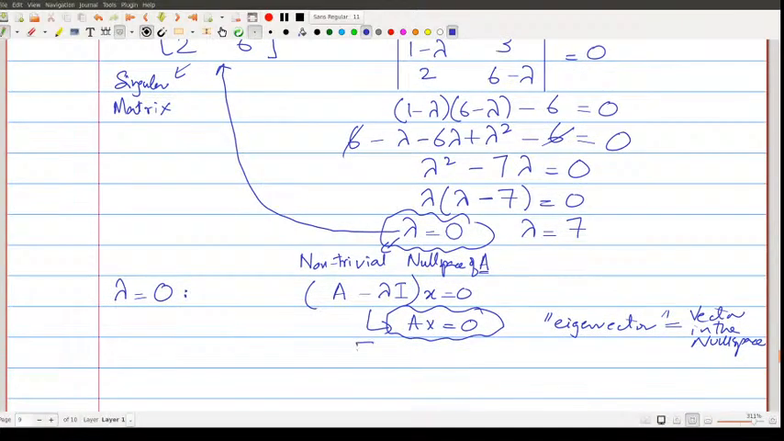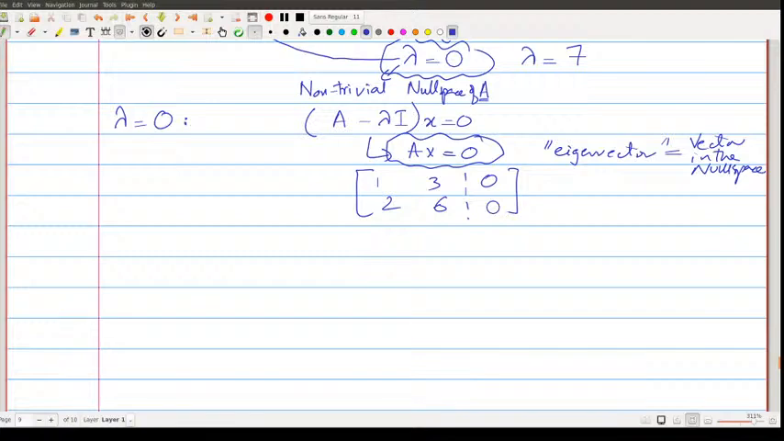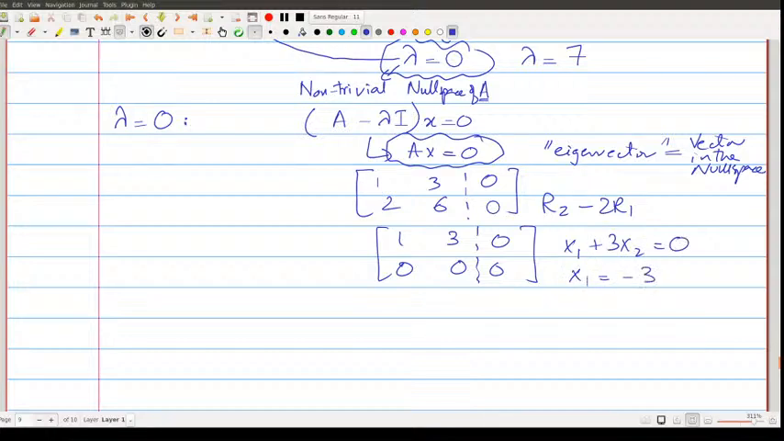So that's just 1, 3, 2, 6, and let's try to find the null space for this one. It's just 1, 3. We can eliminate the second row completely, which I can do with R2 minus 2 times R1. So what is this equation telling me? x1 plus 3 x2 equals 0, which means x1 equals minus 3 x2, which means the eigenvector is really (minus 3 x2, x2).